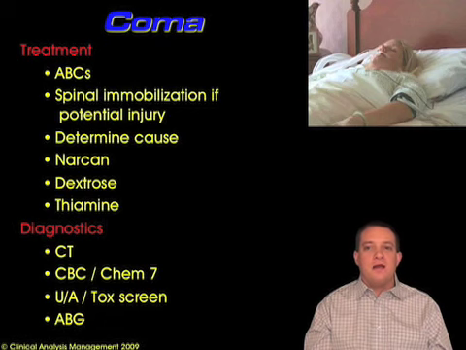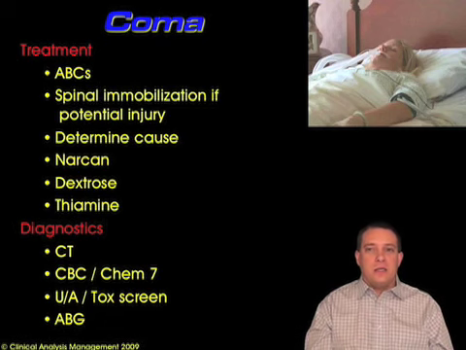When we talk about diagnostic management for these patients, if the above things haven't worked, then obviously we need to spin their head. We need to get a CBC and a Chem7. We'd like to get a urinalysis and a tox screen, and it'd also be helpful to get an ABG as we start working down our UNCONSCIOUS acronym, trying to figure out what's wrong with this person.